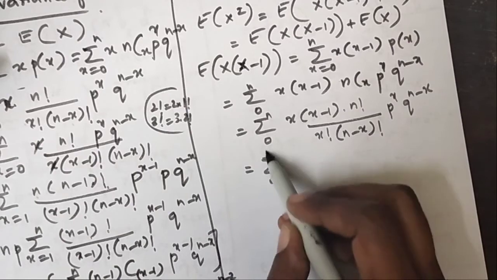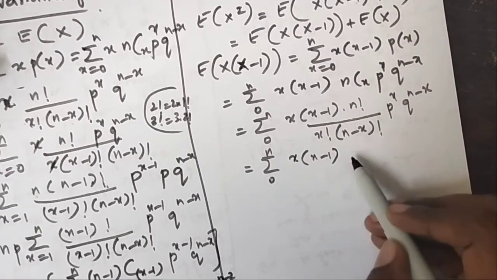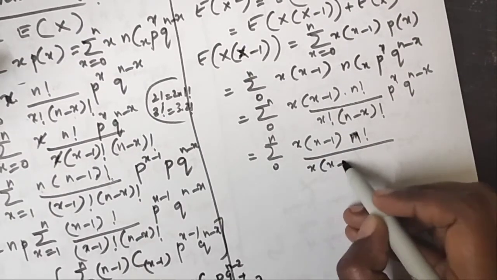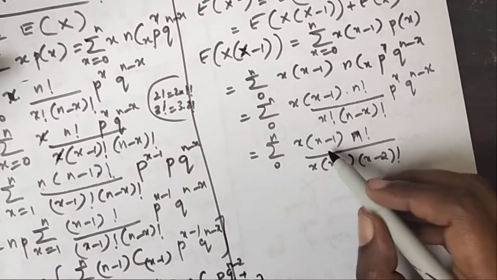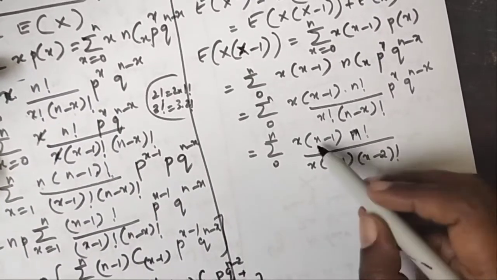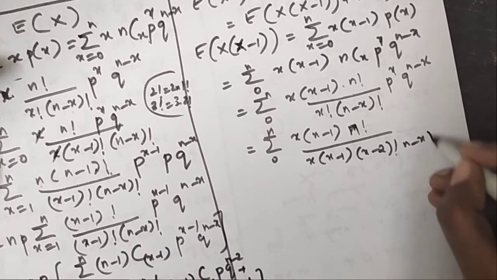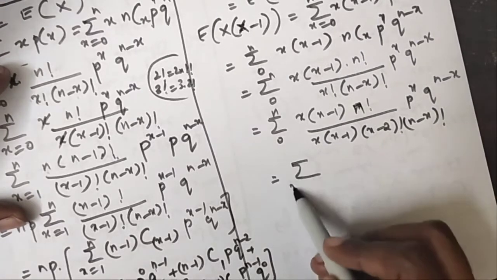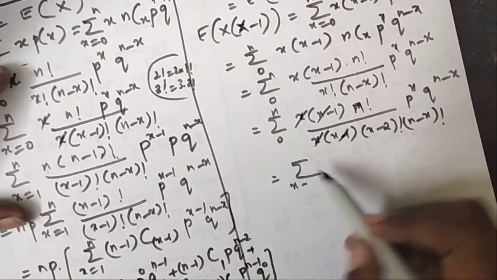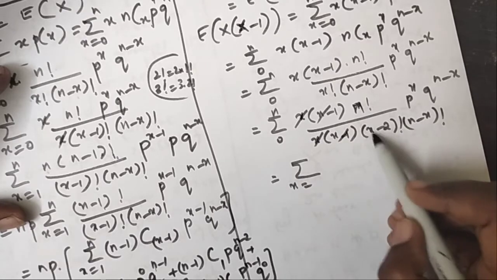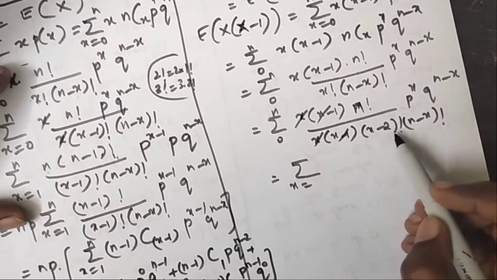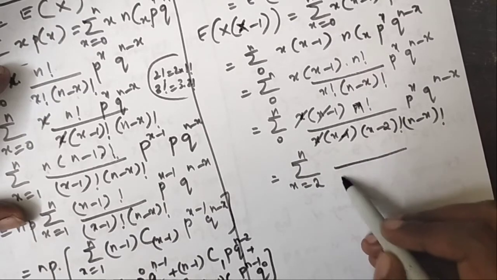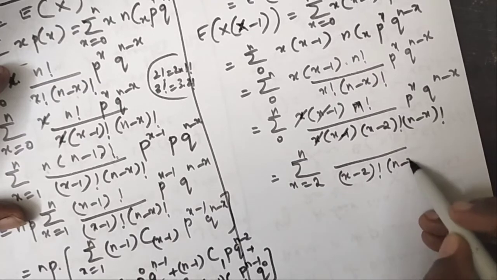Or it is sigma 0 to n, x into x minus 1, into n factorial by x factorial. x factorial is x into x minus 1 into x minus 2 factorial, because in the numerator there are x into x minus 1. So we can cut this x into x minus 1. So n minus x factorial, p raised to x q raised to n minus x. So we can cancel these terms. Now x varies from which term? Factorial is non-negative, so the minimum value of x is 2. So 2 to n. Now the denominator is x minus 2 factorial into n minus x factorial.